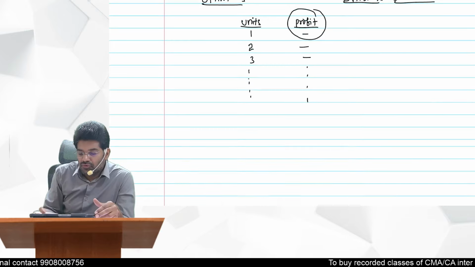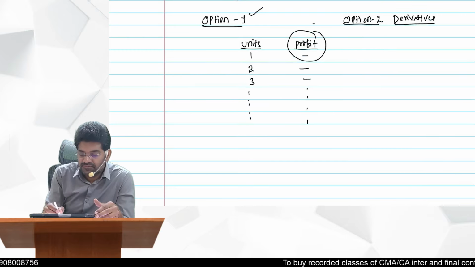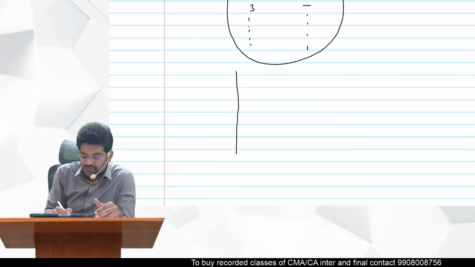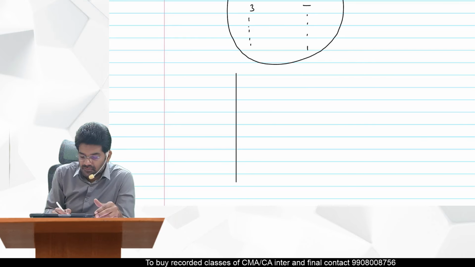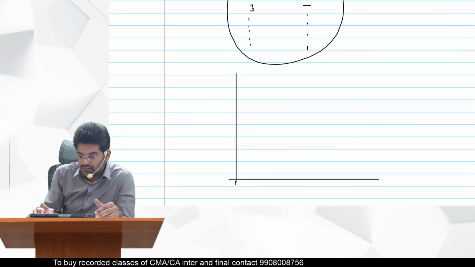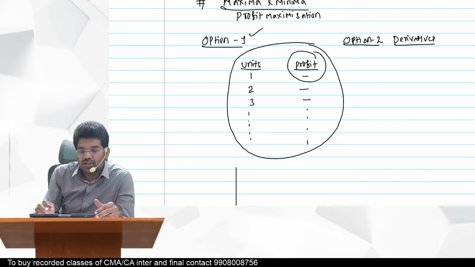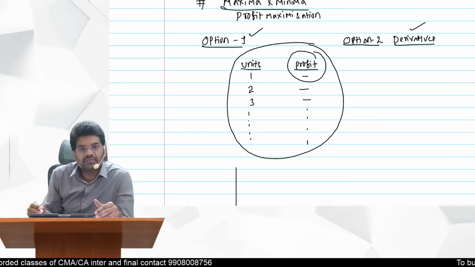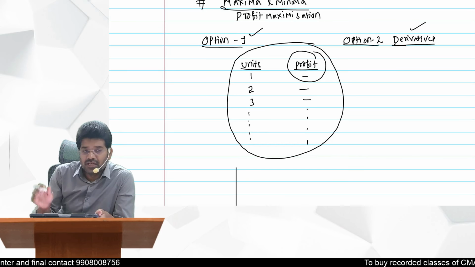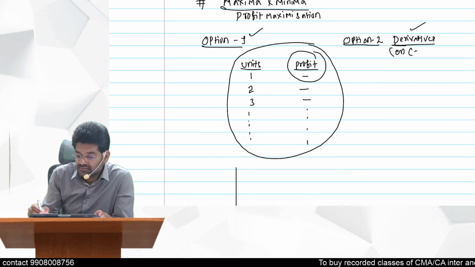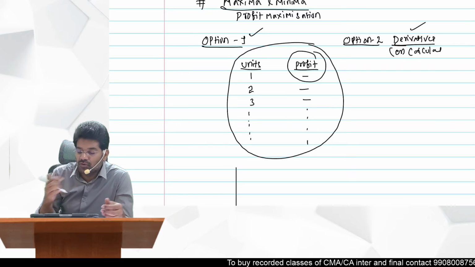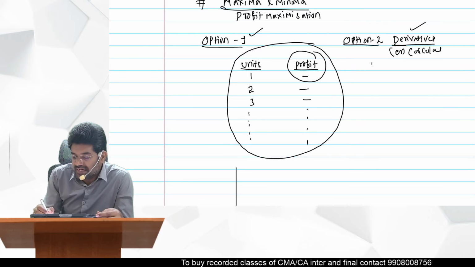Now if you try to draw this on a graph paper now, as I was telling, the other option is derivatives. This is the option we have. So in derivatives, derivatives is also called calculus. Right. In this, first we will derive an equation.